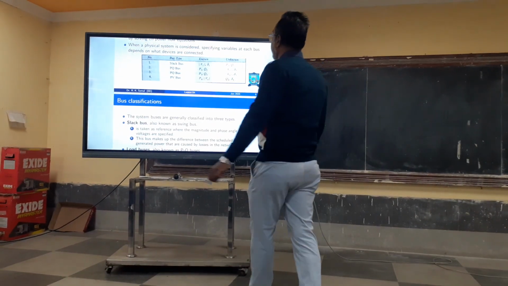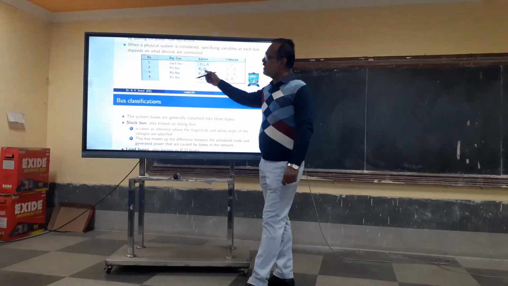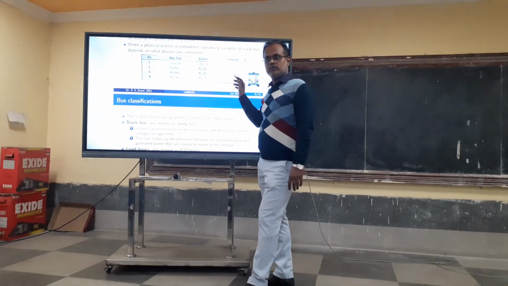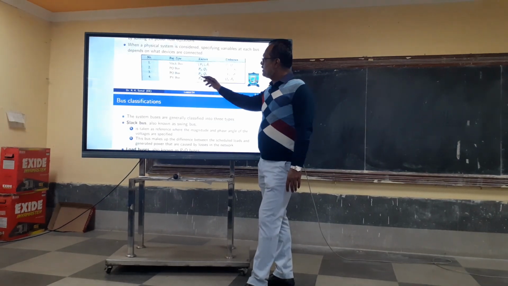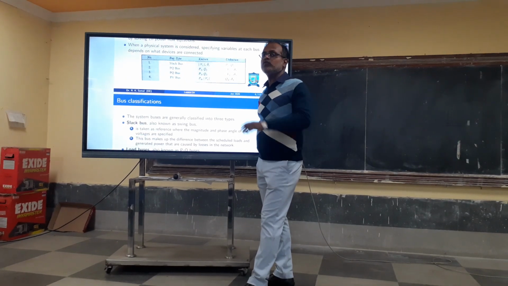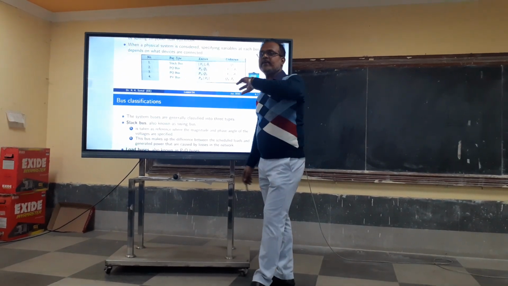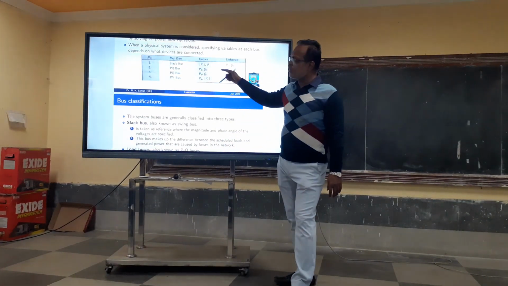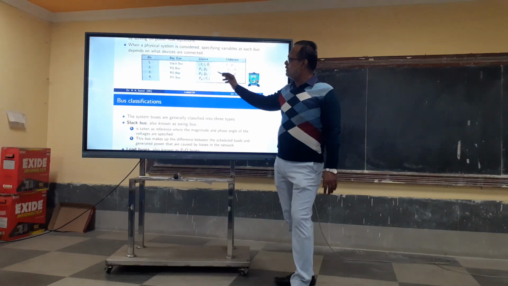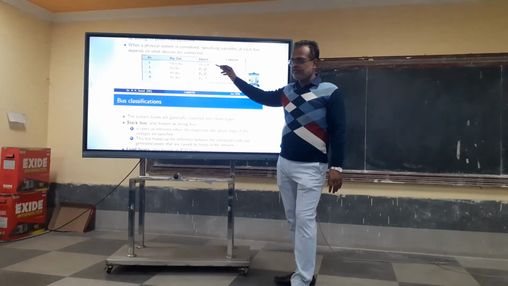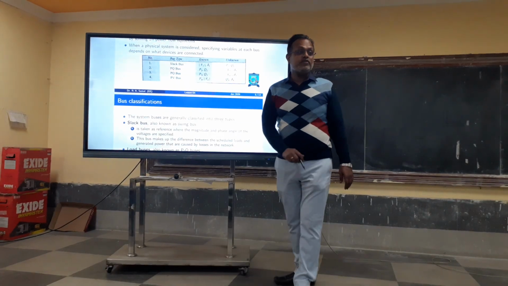PQ bus: known is the load demand, and you need to find out the voltage magnitude and angle. This is an example where we have a 4 bus system, from the Elgerd book. Two are load buses, one is a reference bus, and one is known as a generator bus or PV bus.